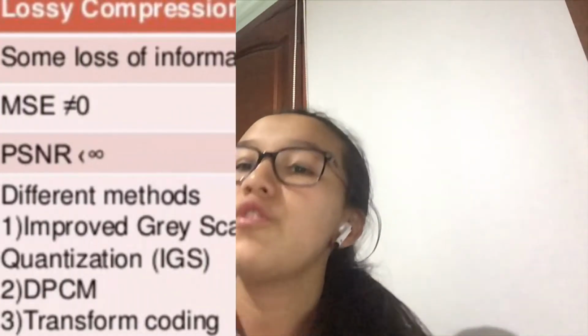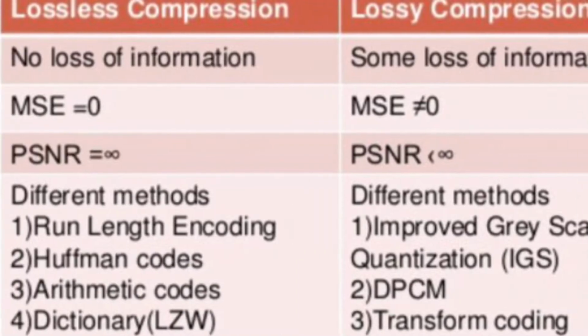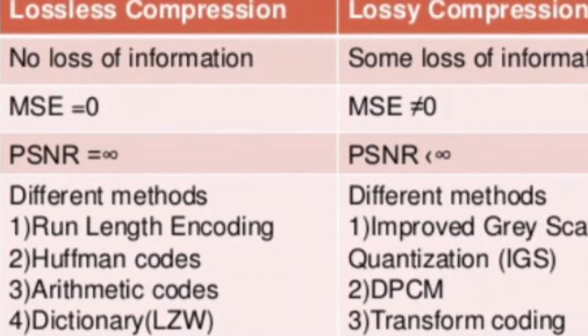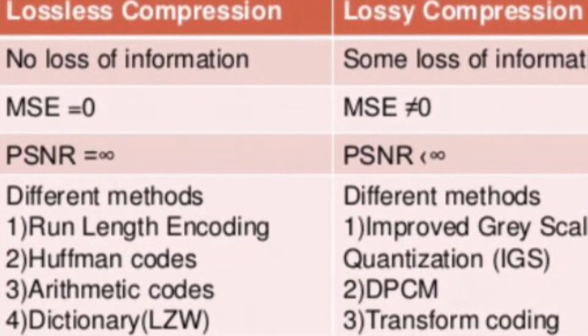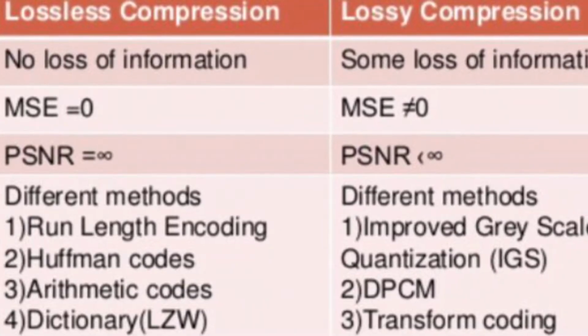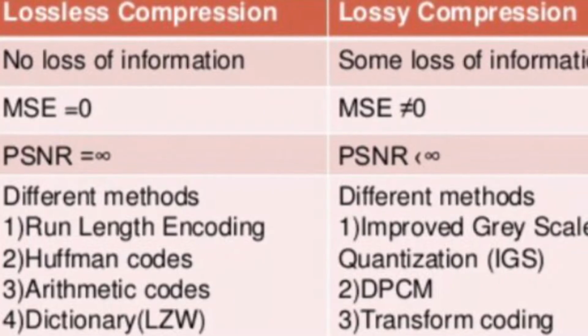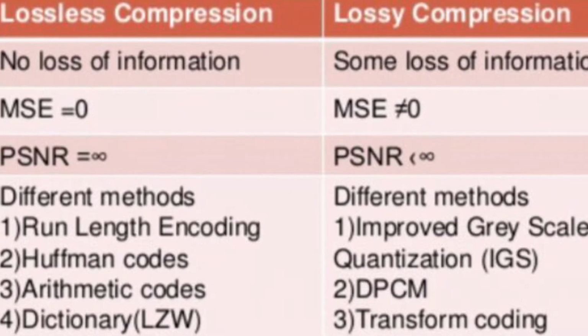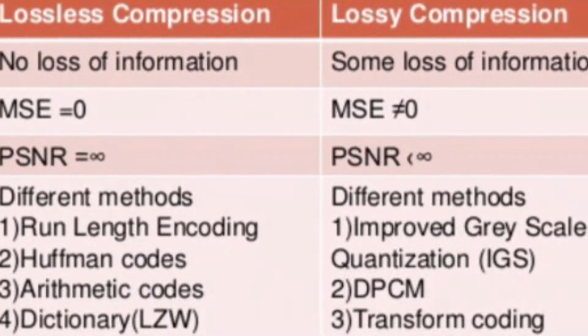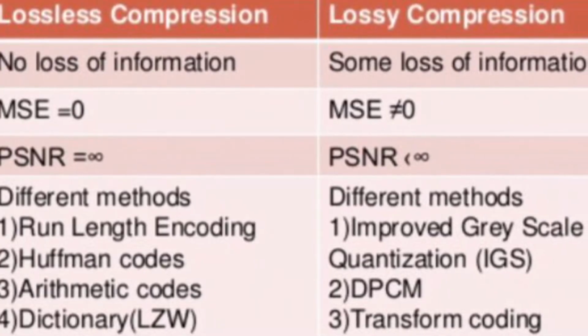Now I'm going to show you some examples. There are different characteristics. For example, in lossless compression, there is no loss of information. The MSE is equal to 0. The PSNR is going to be infinite. And there are different methods: run length encoding, Huffman codes, arithmetic codes, and the dictionary method, LZW.